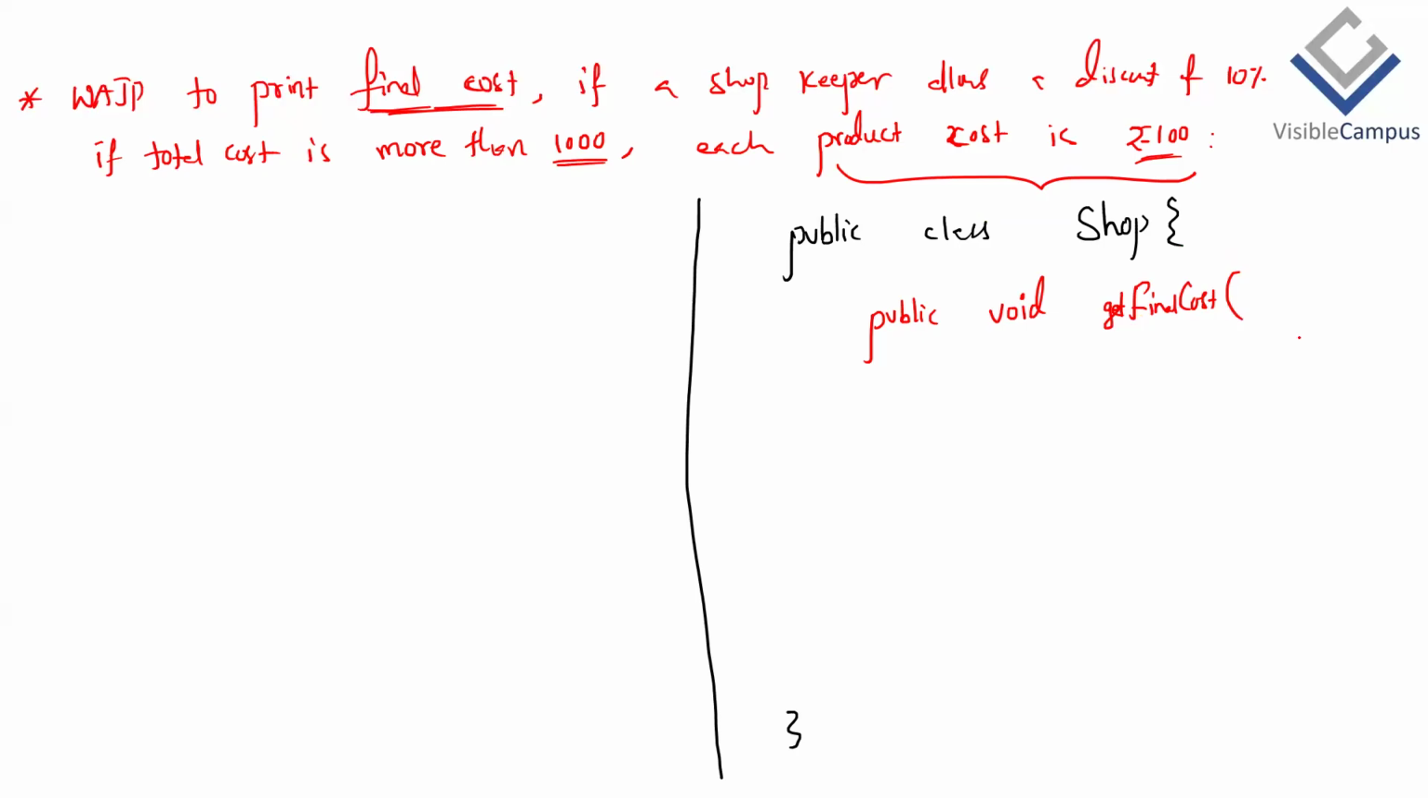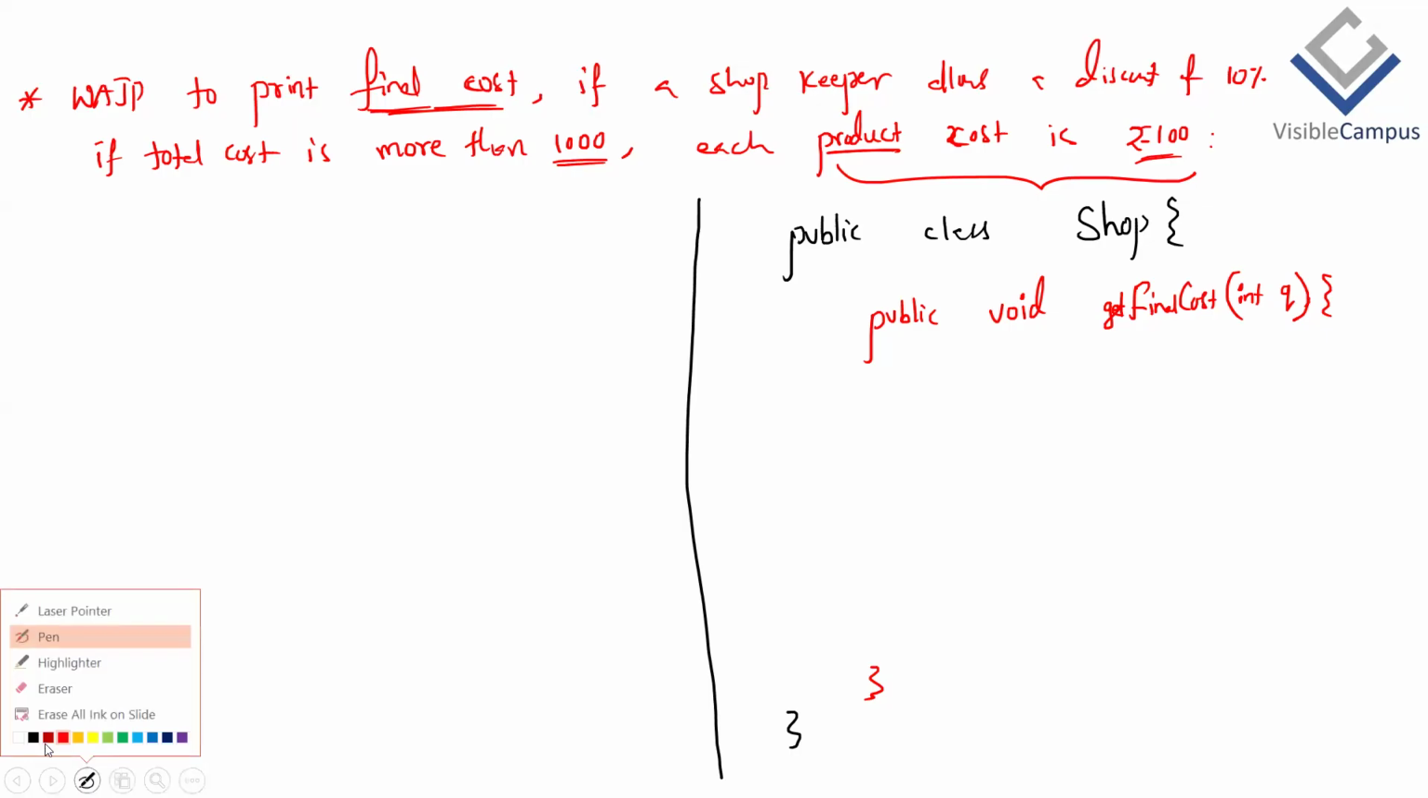What are the inputs to this? If inputs are given, then we'll come to know the output. So quantity means how many products the customer is purchasing. That's why int q for quantity. Anything else required? Nothing else is required because the remaining things are fixed. Only the number of products is varying. Then followed by this is the method body.